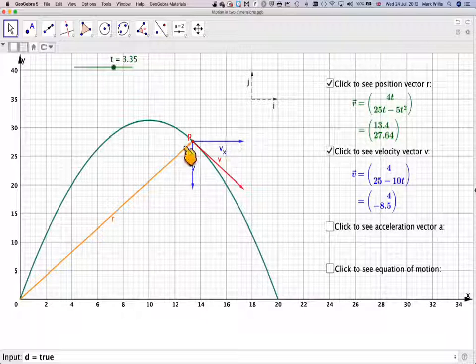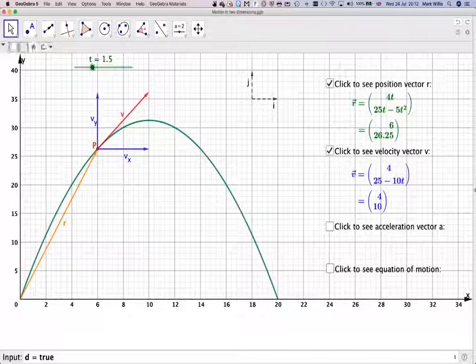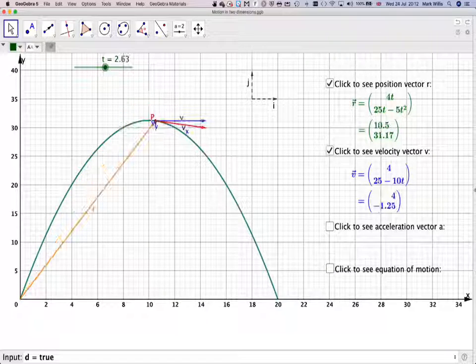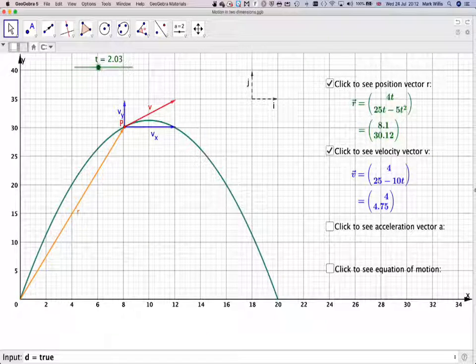So we can split the velocity into two components. At t equal to 1.5, for example, this line represents the actual velocity at that moment, and the length of that line gives me the speed. You get the speed from a vector by doing the square root of 4 squared plus 10 squared at this particular moment. So we can now see the position vector, the components of the velocity, and the actual velocity.